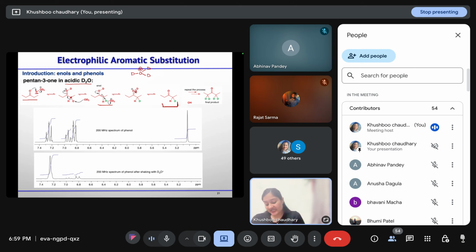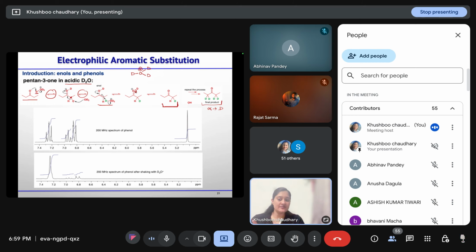Now, why is this equilibrium sign shown here? Because in acidic medium, keto-enol tautomerism will be there, and the enol form is less stable than the ketone form, so it is reversible in nature. That's why this equilibrium comes, because of the greater stability of the ketone form than the enol form. If we repeat the same process, then all the alpha positions can be substituted by deuterium.